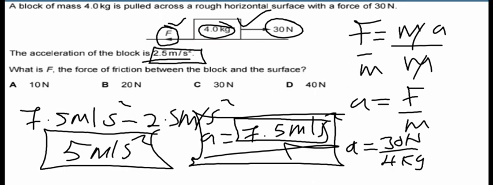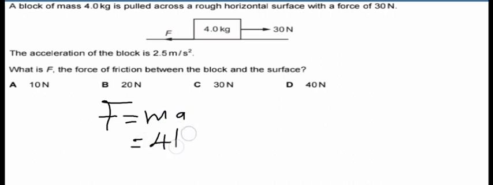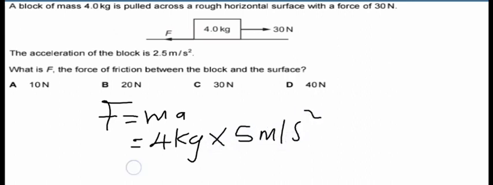Now let's try to find the original force F by using the same mass, since mass does not change. So we're just going to use the same mass, which is 4 kgs. Force F is going to be equal to mass multiplied by acceleration, so 4 kgs multiplied by 5 meters per second squared. When we multiply here, it is just going to be 20 newtons.